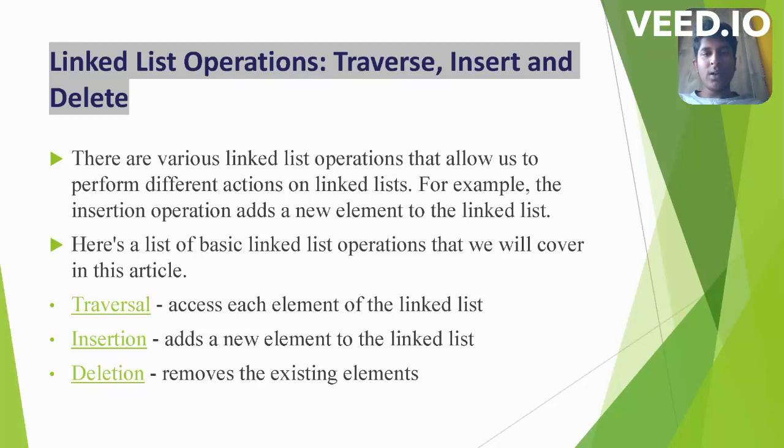There are various linked list operations that allow us to perform different actions on a linked list. For example, the insertion operation adds a new element to the linked list. Here is a list of basic linked list operations that we will cover in this article. Traversal: access each element of a linked list. Insertion: adds a new element to the linked list. Deletion: removes an existing element.